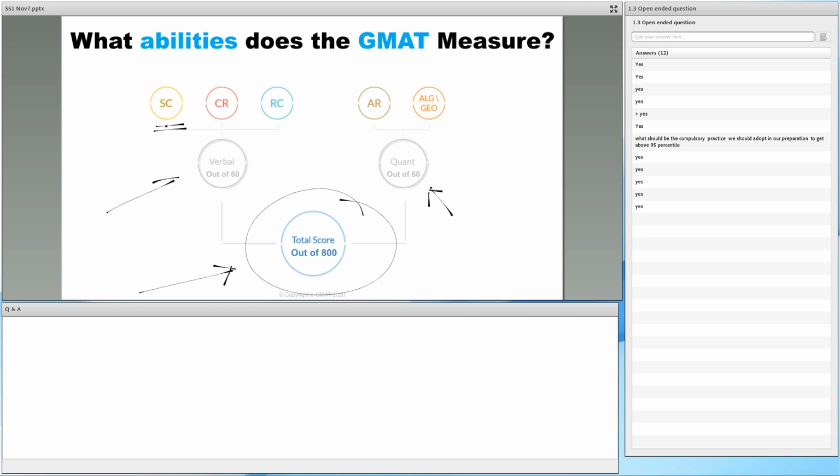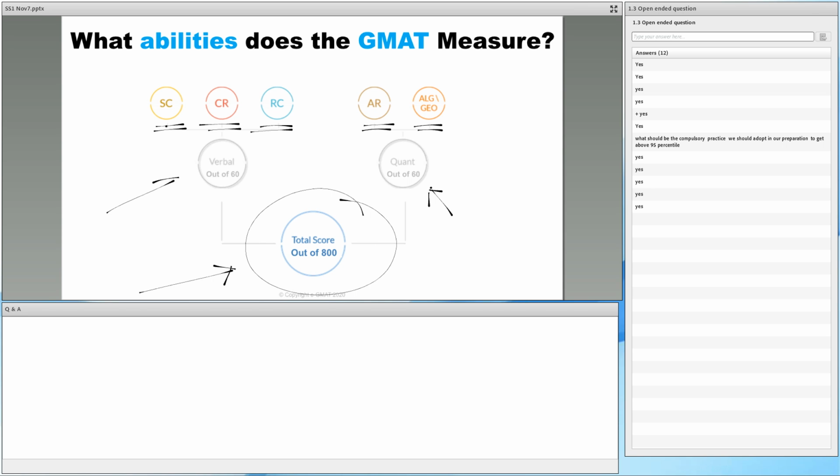But then this verbal score is composed of 3 abilities, one each in SC, CR, and RC, and the quant score is composed of 2 different abilities, one in arithmetic, and the second in algebra and geometry. Each of these 5 abilities is scored out of 100. Okay.